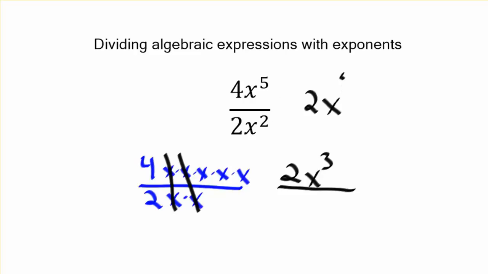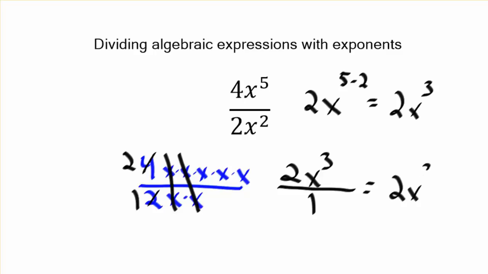We can do it this way by dividing 4 divided by 2 and then subtracting 5 minus 2. 5 minus 2 is 3. Same exact answer. Again, 4 over 2 is just 2 over 1. So that really is a fraction, but it's the same exact answer, 2x to the third.